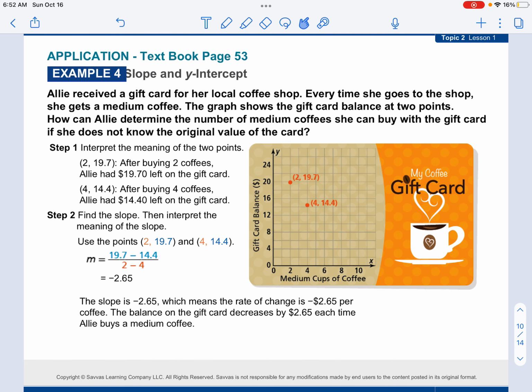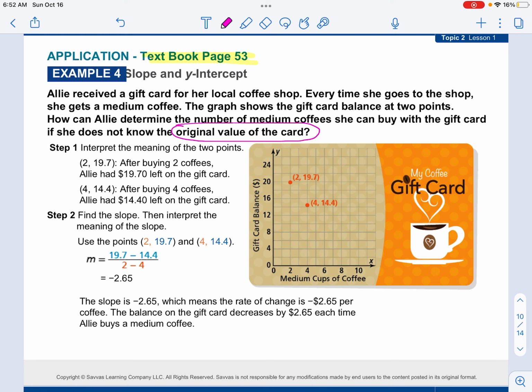Now for the application question. It can be found in your textbook on page 53. I'm just going to explain. Allie received a gift card for her local coffee shop. Every time she goes to the shop, she gets a medium coffee. The graph shows the gift card balance at 2 points. How can Allie determine the number of medium coffees she can buy with the gift card if she does not know the original value of the card?